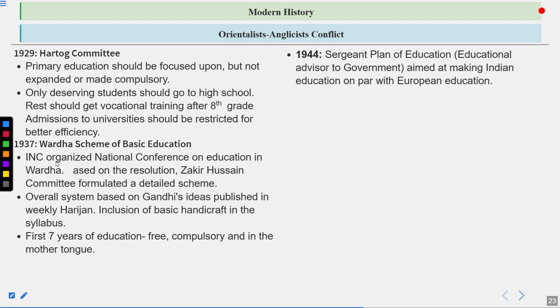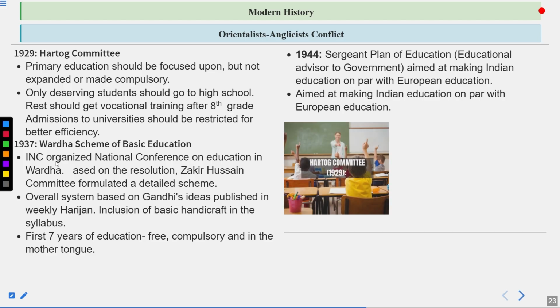Then comes the Wardha scheme of basic education. Basically this was introduced by the INC, that is the Indian National Congress, and majorly focused on the education of Indians. Based on the resolution, the Zakir Hussain Committee formulated a detailed scheme. The overall system was based on Gandhi's idea published in the weekly Harijan. Inclusion of basic handicrafts in the syllabus. The first 7 years of education free, compulsory, and in the mother tongue only. Aimed at making Indian education on par with European education. This was the recommendation of the Sargent Plan of Education. So this was all done under these basic things.